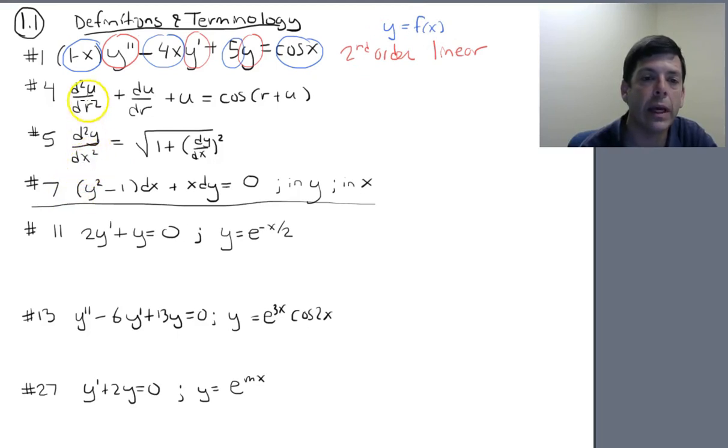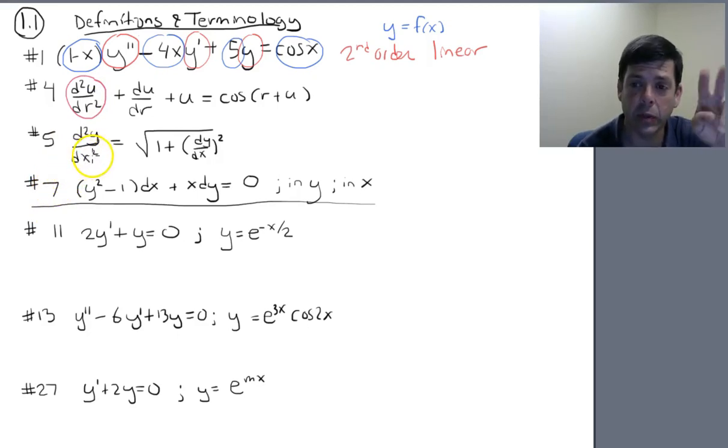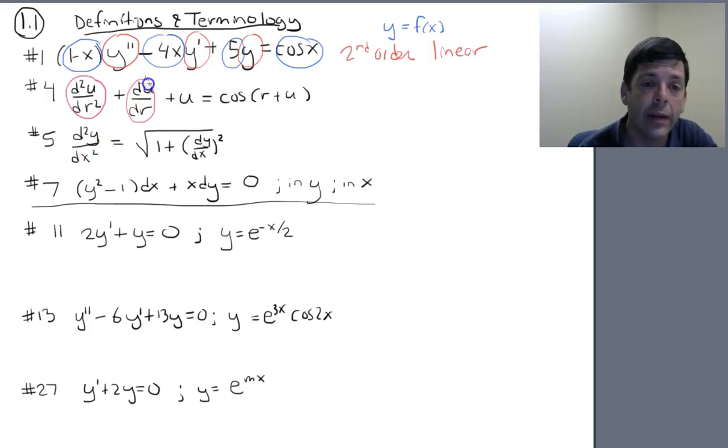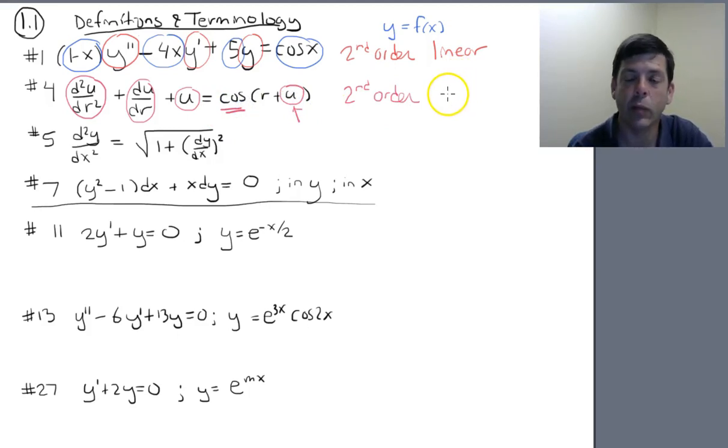Now looking at number 4, that's the second derivative of u with respect to r, and that's using Leibniz notation instead of Newton's notation with the dashes. That's more common. And then there's a derivative, and then there's a u here, and then there's a u there. So this is second order. If we didn't have that u on the right hand side, buried inside of a cosine, that would have been a second order linear differential equation. In fact, we would say with constant coefficients, because the u double prime, the u prime, and the u are all times just constants.